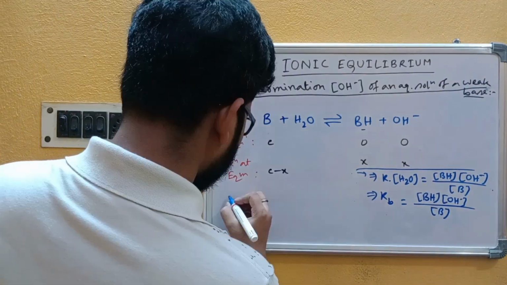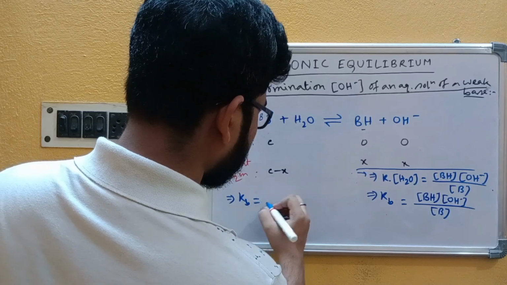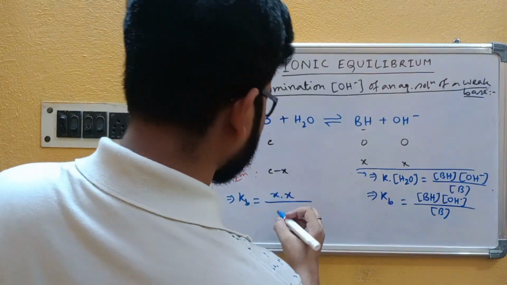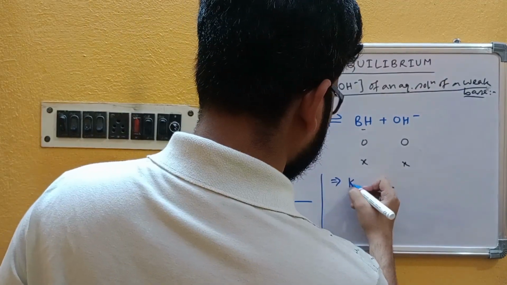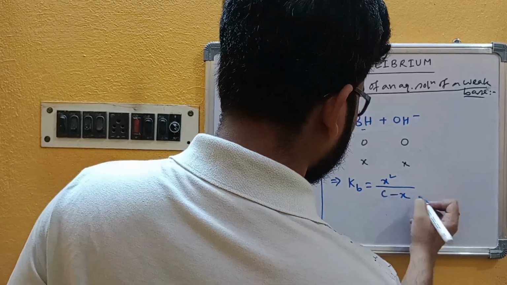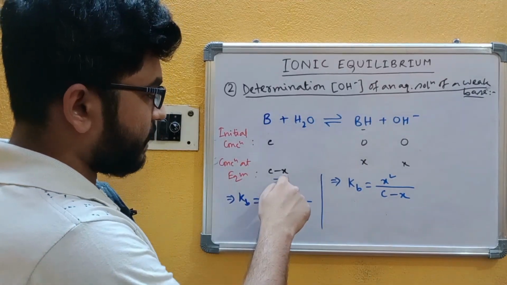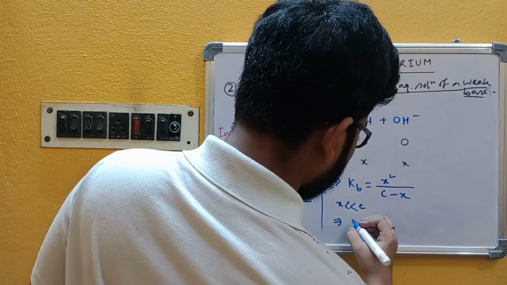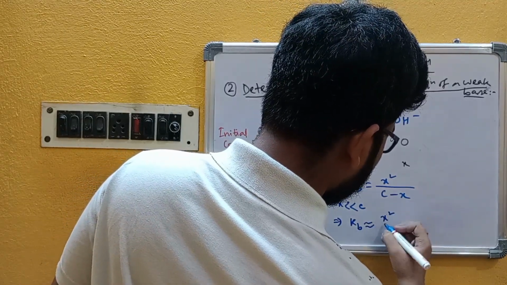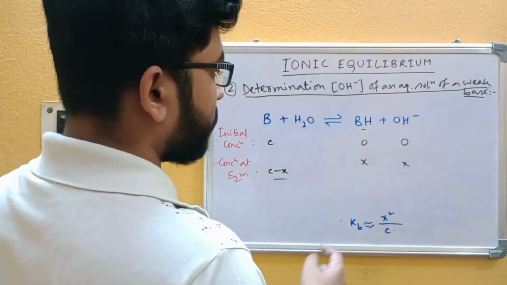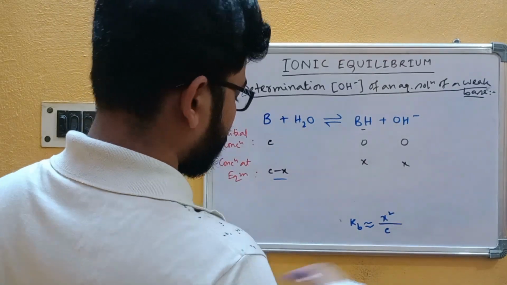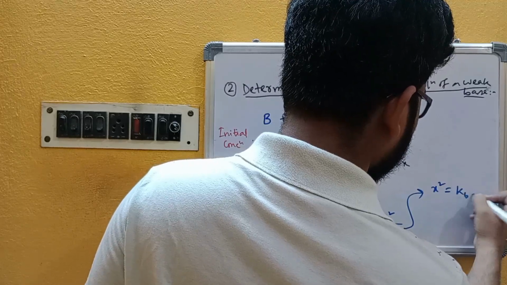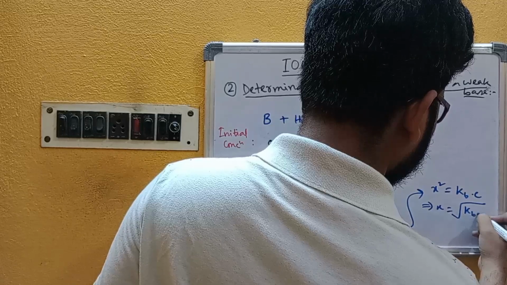So if we put the values, the concentration of BH+ is X, the concentration of OH- is X, and the concentration of B is C minus X. So Kb is equal to X squared upon C minus X. As B is a weak base, X is much less than the initial concentration of B, so X is much less than C. So we can assume that Kb is nearly equal to X squared upon C. Here the concentration of OH- in the aqueous solution is X, so we have to find the value of X. From this, X squared is Kb into C, so X will be root over Kb into C.